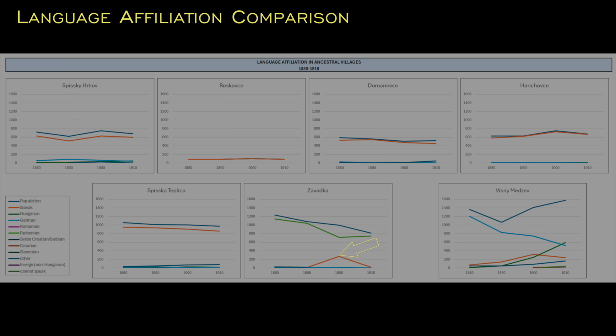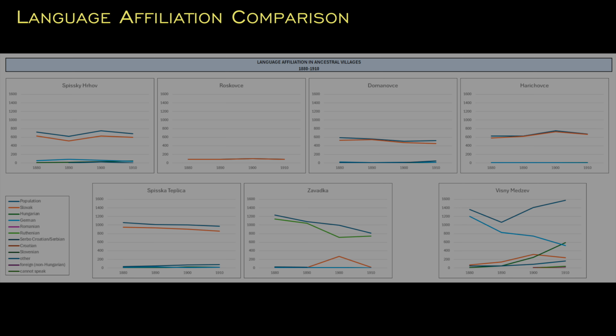Unusually, there is a blip in the Slovak population in 1900 that subsequently disappears in 1910. I don't have a clear explanation for that. It could be erroneous, a transcription error somewhere along the chain, including myself. If it does represent a real dynamic within the village, it remains a story to be uncovered by future exploration.